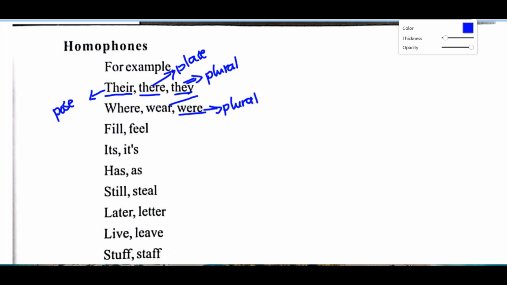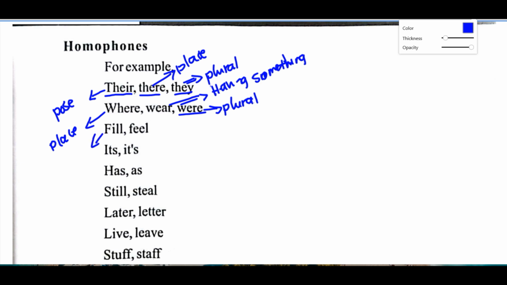Then this one, where "wear" is about having something on your body in terms of clothing. She is wearing a blue dress. Then this is where, for a place or position, you want to ask, where are you? So this is one. Then we move on to the third one.